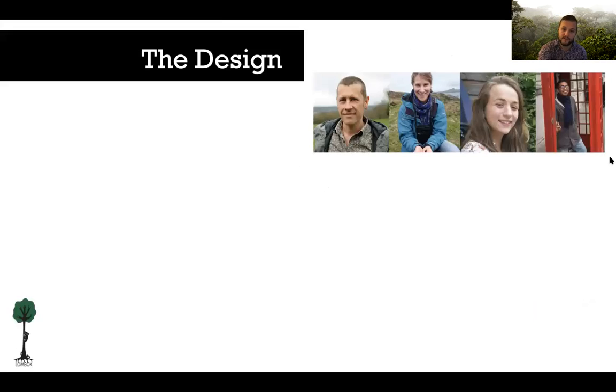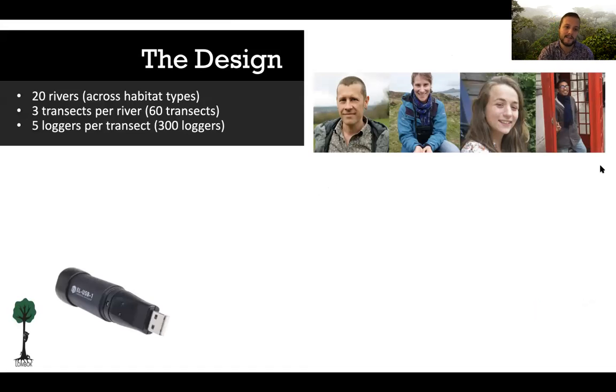So Matt Strubig, Eleanor Slade, and Sarah Luke were behind the design of this project, and Harry Heroin was the lead research assistant. And what they did is deploy 300 data loggers across the SAFE project in riparian habitats. There were 20 rivers studied with 3 transects on each river, 5 loggers on each of those transects, which I promise adds up to 300.